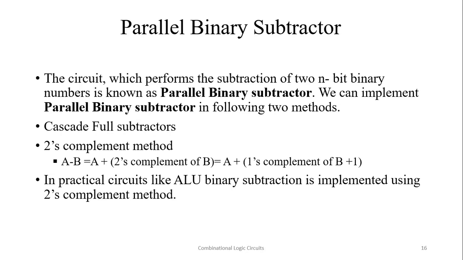Parallel binary subtractor. The circuit which performs the subtraction of 2 n-bit numbers is known as a parallel binary subtractor. We can implement a parallel binary subtractor in the following 2 methods: cascade full subtractors, just as we have done in full adder, or the 2's complement method. A minus B in 2's complement is equal to A plus 2's complement of B, and it's equal to A plus 1's complement of B plus 1.